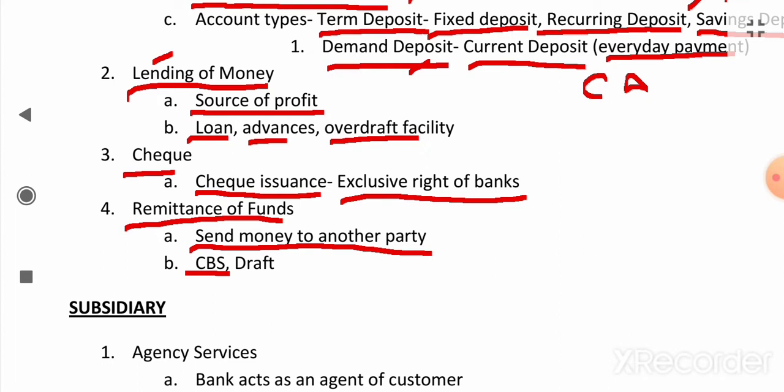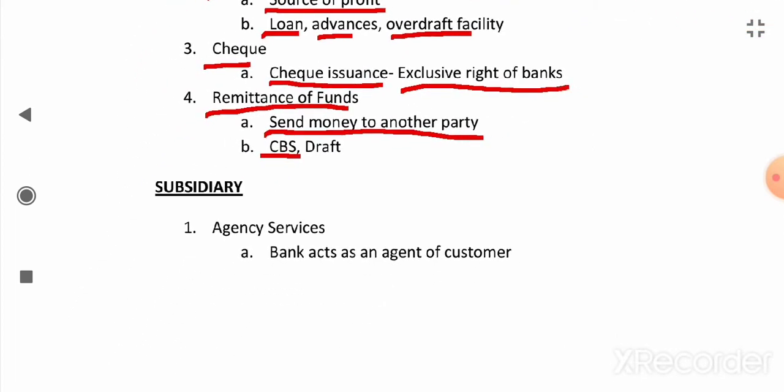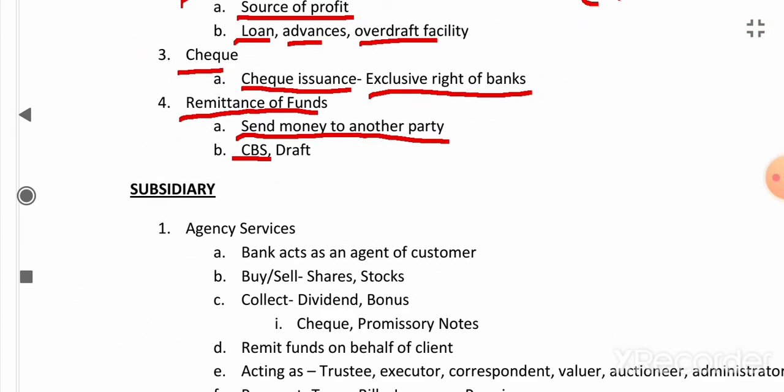Like when you use Google Pay, PhonePe, Paytm, etc., then you pay through your phone, but the transfer is from one bank account to another bank account. These were the primary functions. Next is subsidiary or secondary functions.